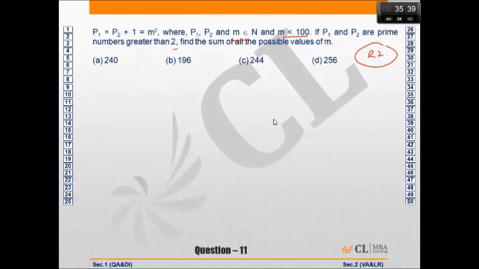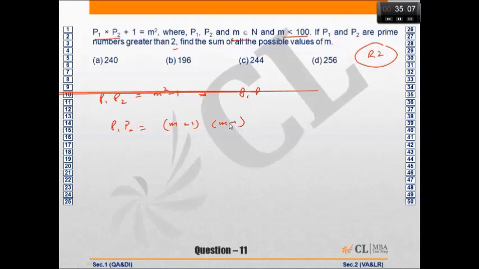11, let me just look at 11. I know cases have to be made, but I think I can do it. P1, P2 plus 1 is equal to m square. So where P1, P2 and m belong to natural numbers, m is less than 100. P1, P2 are prime numbers greater than 2. Find the sum of all possible values of m. So this means P1, P2 plus 1 is equal to m square, that is P1, P2 equals m square minus 1. P1, P2 should be m plus 1 into m minus 1.